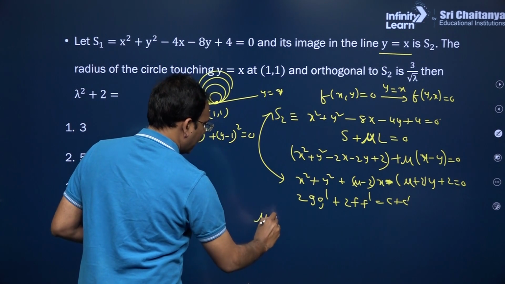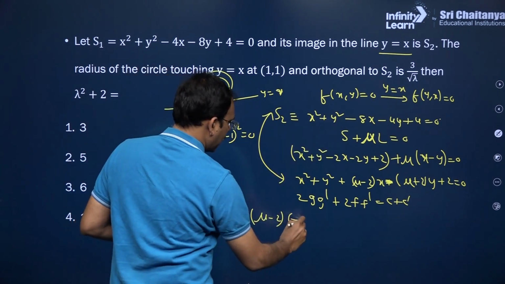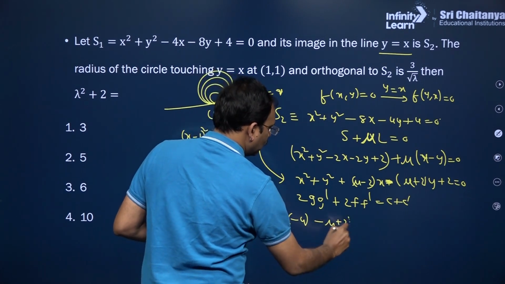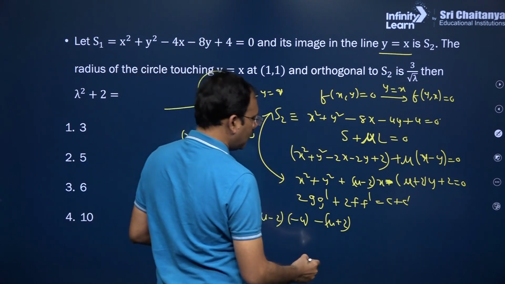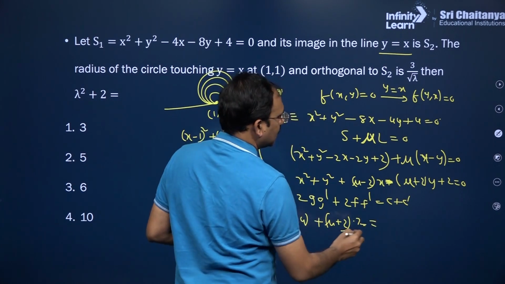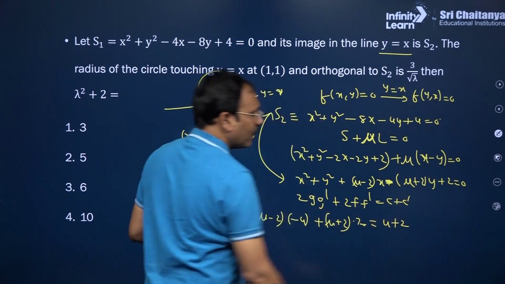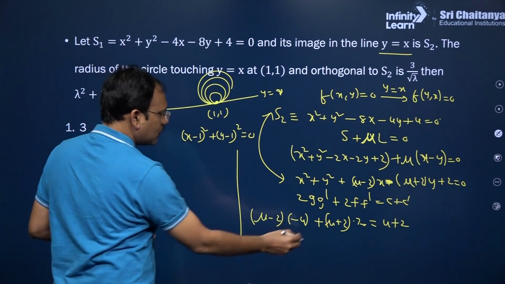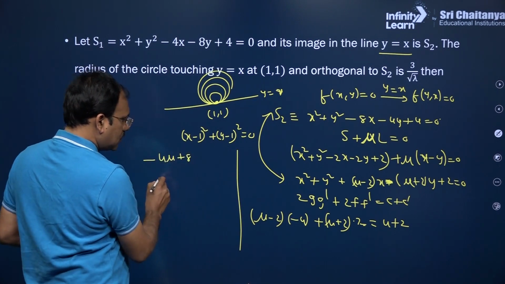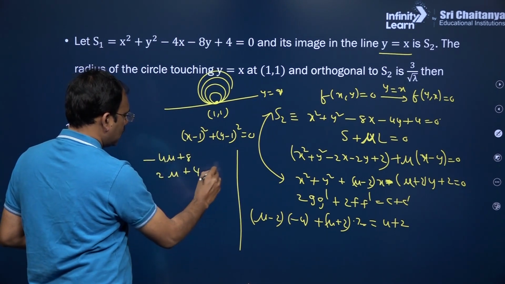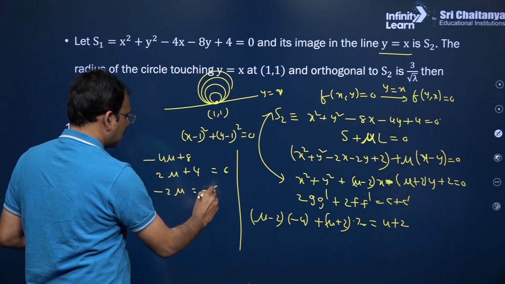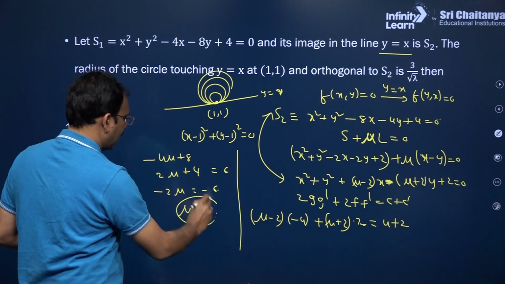You can take mu minus 2, g dash is going to be minus 4, plus 2f is, I can write minus of (mu plus 2), into f dash is going to be minus 2, my dear friends, into 2 is equal to c plus c dash. C is 4 here, 4 plus 2. From this you will get mu, my dear friends. You just see, this is minus 4 mu plus 8, this is 2 mu plus 4 is equal to 6, which is going to be minus 2 mu, this is going to be minus 6. So, mu is going to be 3, my dear friends.